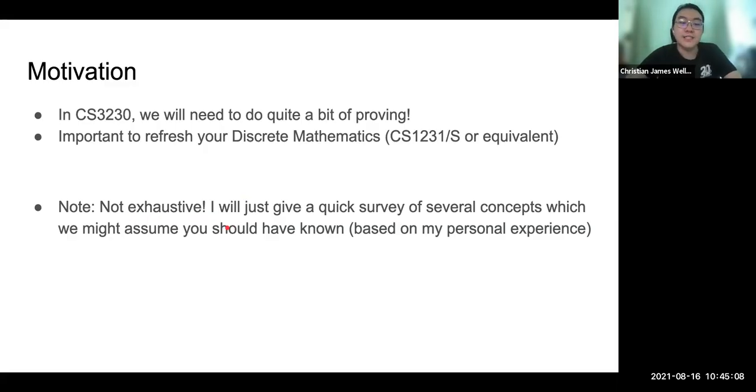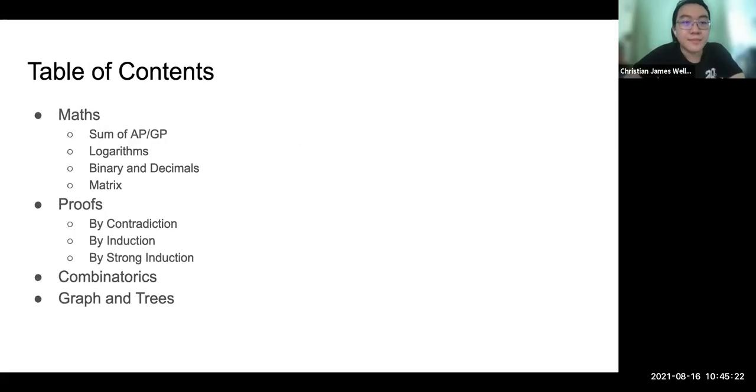I'll just give a quick survey of several concepts which I think are important that you know, but we might implicitly assume that you already know, based on my personal experience, of course. Different CS3230 iterations have different requirements. So this is the table of contents. Roughly speaking, I'll be talking about some maths, proof techniques, combinatorics, and graph theory. And really, these are just basic tools. For graph theory, I won't be talking about algorithms in detail. I will just talk about a bit of graph properties and tell you which algorithms you should already know. Okay, so let's begin.